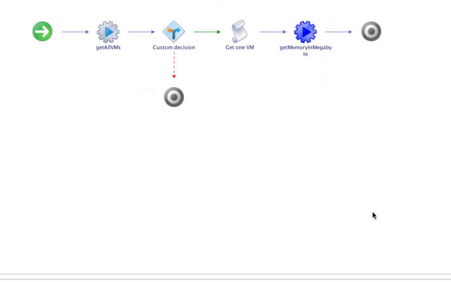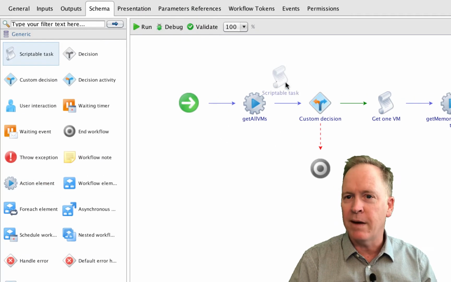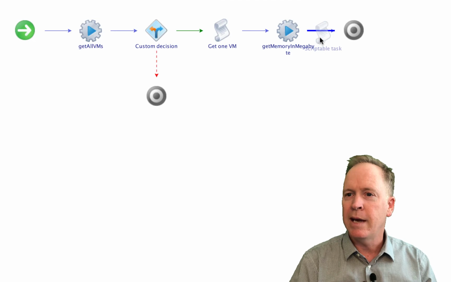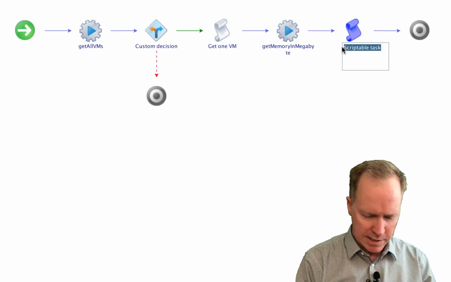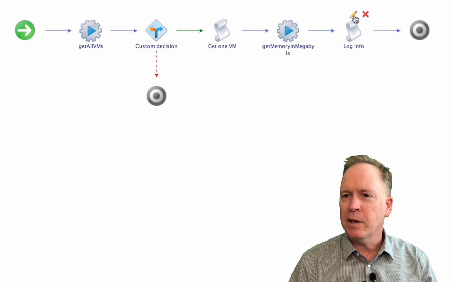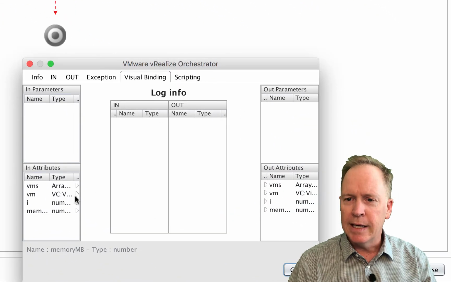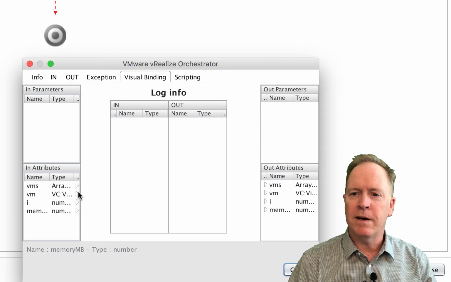Let me close this here. Let's see, what else do we need to do? Oh, we need to log what we find about that virtual machine and its memory. So let's say log some info. The info that we're going to get is all in the variable called VM. So let's bring in that variable.